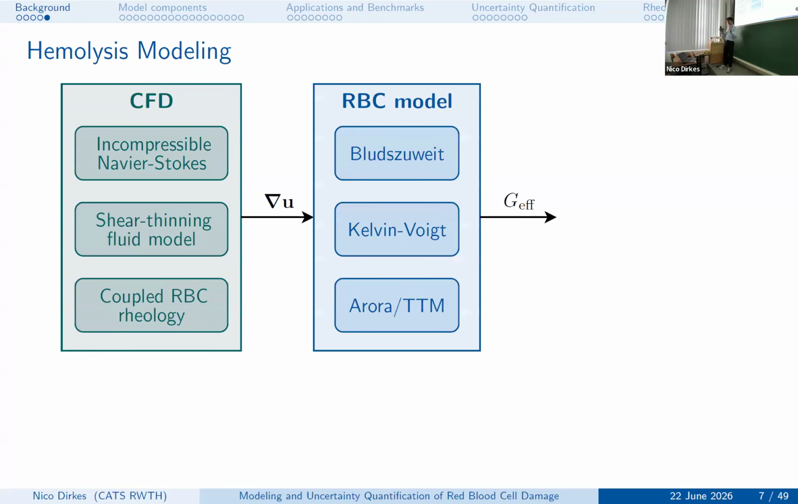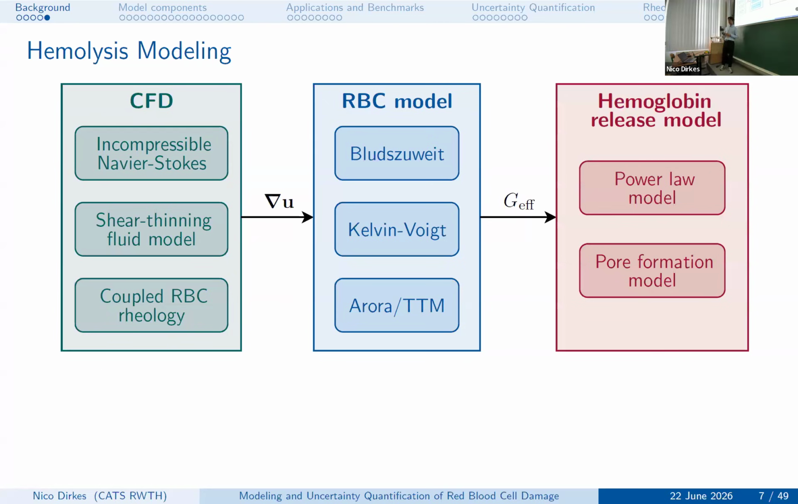Then those go into the so-called red blood cell model. So here you need to somehow assume some behavior of how the red blood cells will respond to these stresses in the fluid. And there I will present to you 3 different approaches. We will come to these in a minute. And the goal of this is always to predict the so-called effective shear rate or effective shear stress, which is then not the fluid shear rate or fluid shear stress, but takes into account the response of the red blood cells to these stresses. And from this, we can then apply a so-called hemoglobin release model.